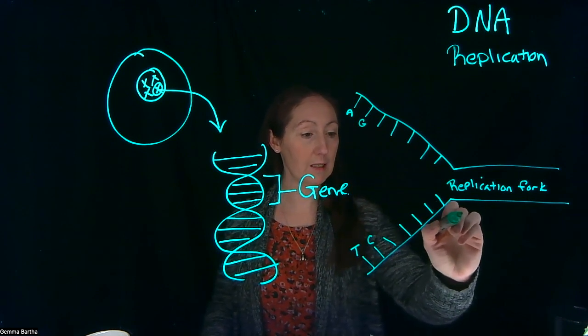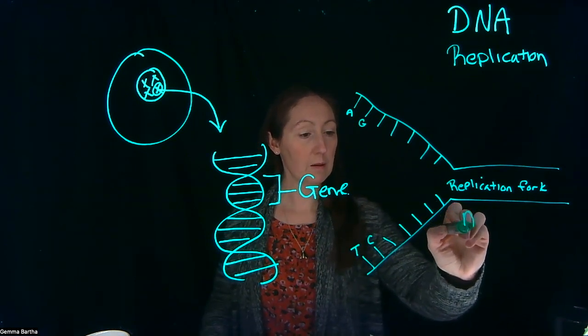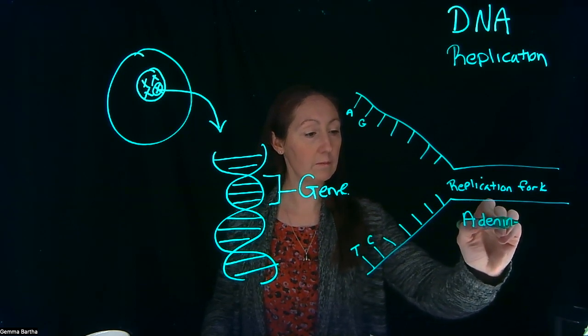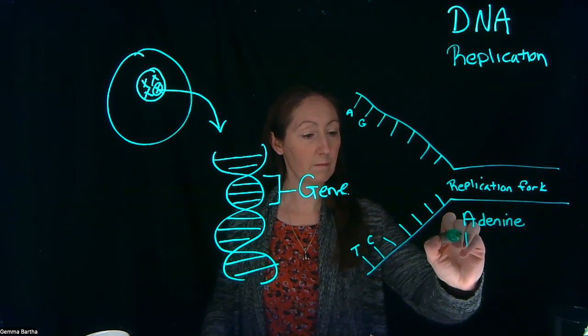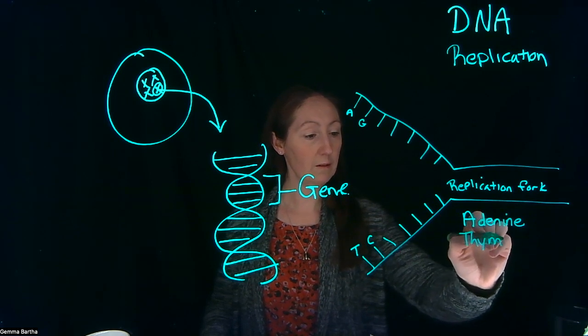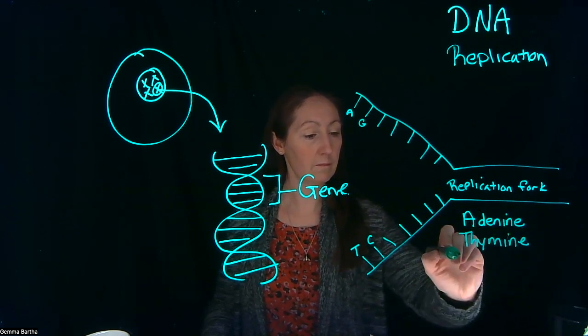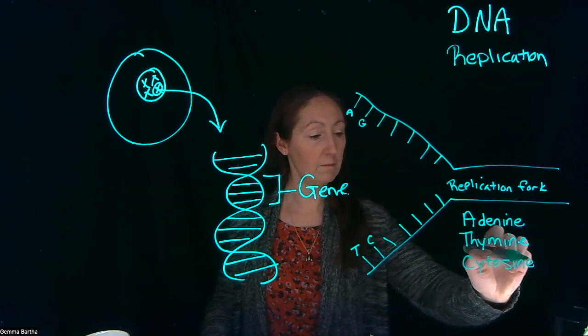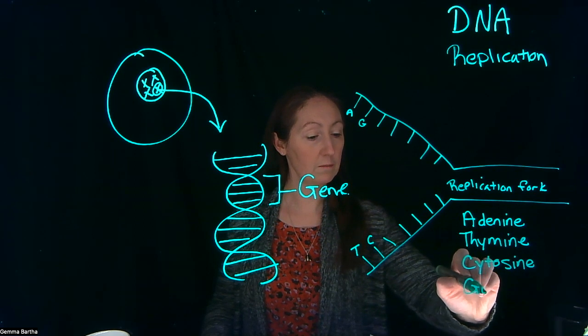The nitrogenous bases, there's 4 of them: adenine, thymine, cytosine, and guanine.